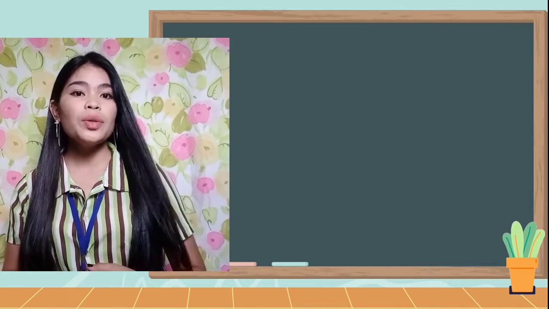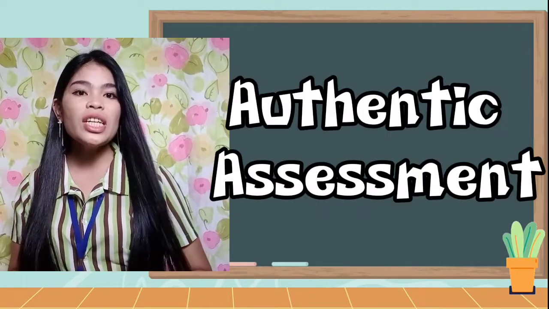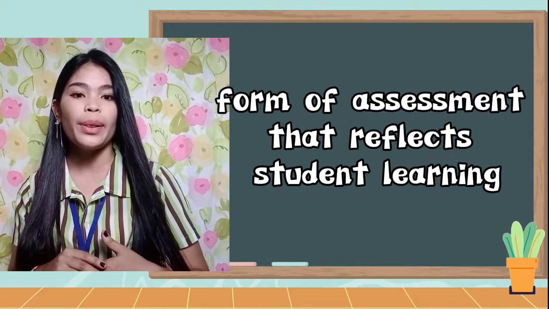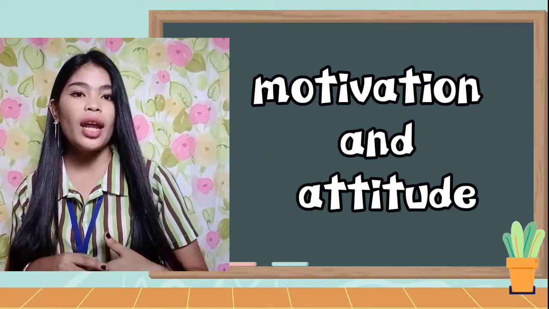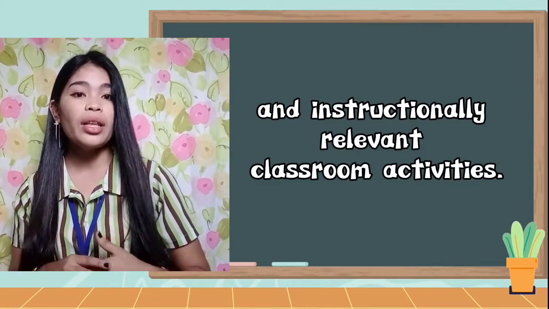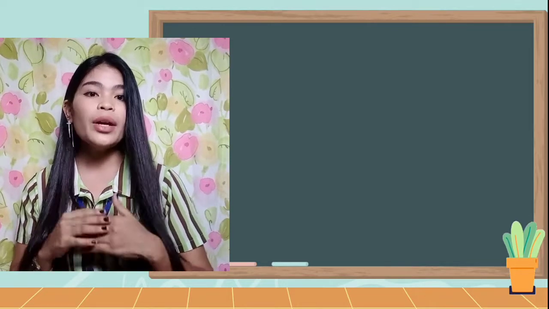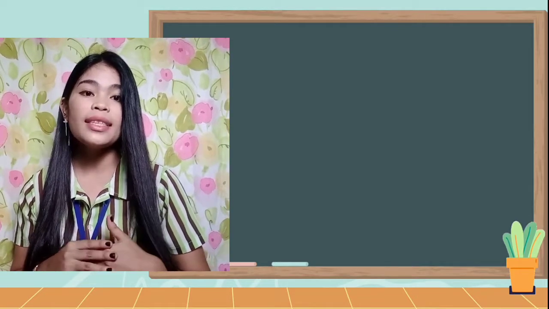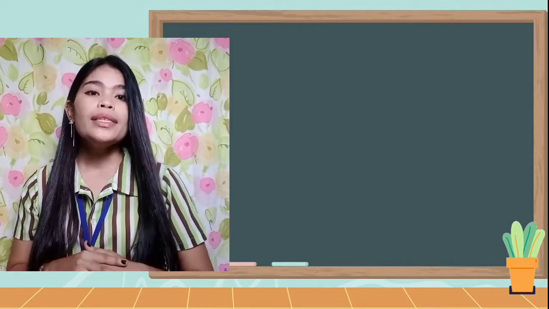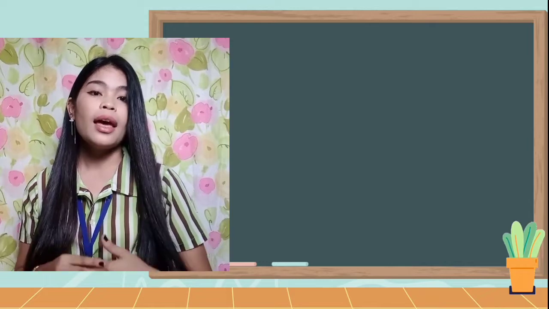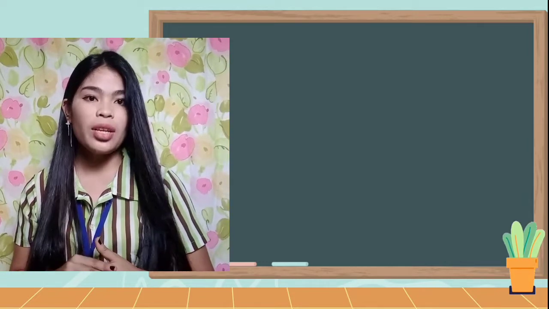Now let's proceed to the last type of assessment, which is authentic assessment. When we say authentic assessment, it describes the multiple forms of assessment that reflect student learning, achievement, motivation, and attitude on instructionally relevant classroom activities. It usually includes a task for students to perform and a rubric by which their performance in the task will be evaluated. Some examples of authentic assessment are experiments, demonstrations, and projects.